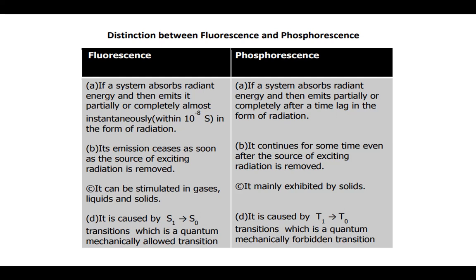Then come to phosphorescence. Here, if a system absorbs radiant energy and then emits after a long time in the form of radiation, then this process is known as phosphorescence. It continues for some time, even after the removal of the source of exciting radiation. It is mainly exhibited by solids. It is caused by transition from T1 to S0, which is a quantum mechanically forbidden transition.